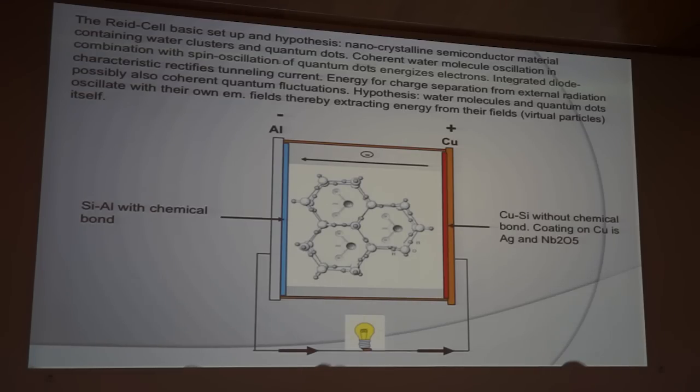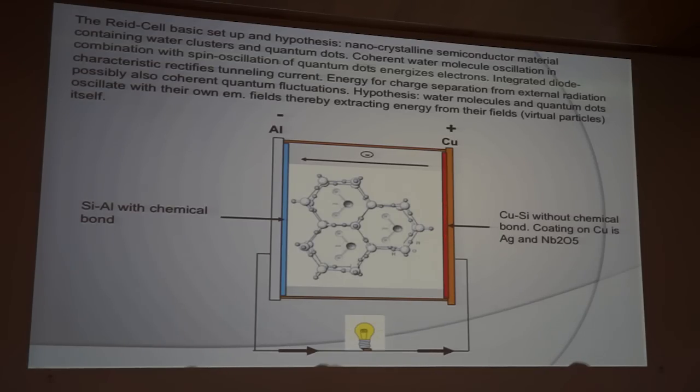Now, what we have here on the left side is, the upper one, okay. The white field is a silicate material, the nanocrystalline semiconductor containing clusters and chains of water molecules, and they are attached to the aluminium, to the minus pole, chemically. So there's a chemical bond between the silicate and the aluminium. On the other side, we have copper, which is coated with silver and niob oxide. So the silicate has no chemical bond with the metal on that side.